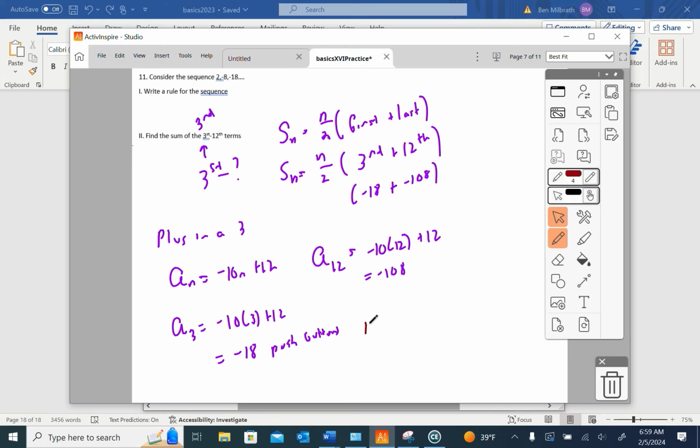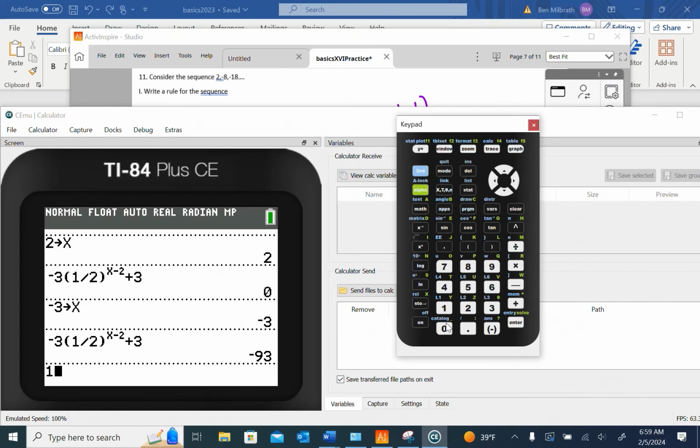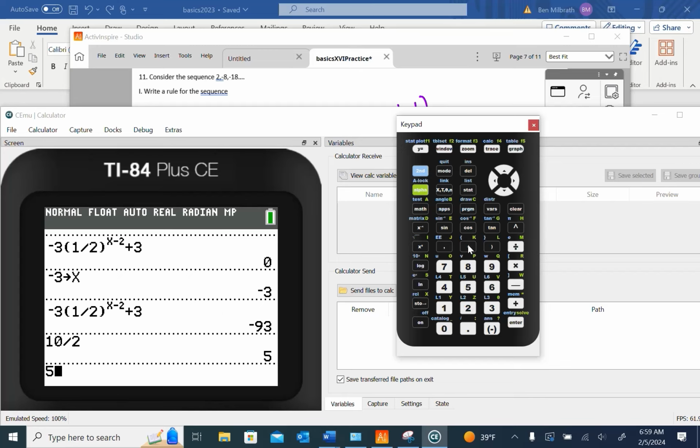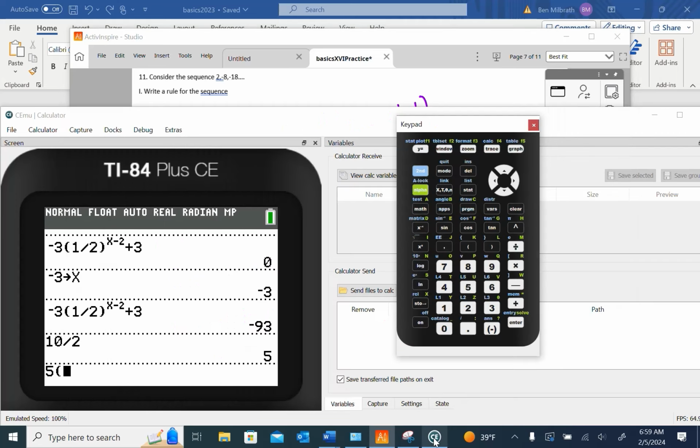N is always high minus low plus 1, so 12 minus 3, add 1 back is 10. So 10 over 2. Sum of 10 things is 10 over 2. And if you don't know how to do this in your head, then by all means push a button. Like if you don't know 10 over 2 is 5, then you figure that out. There's a 5. And what was inside those parentheses there? A negative 18 plus a negative 108.